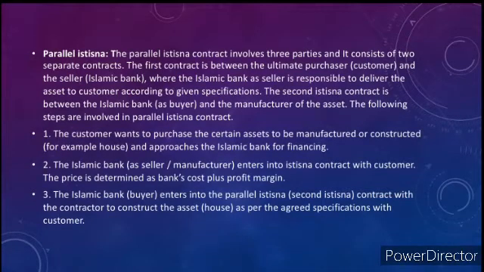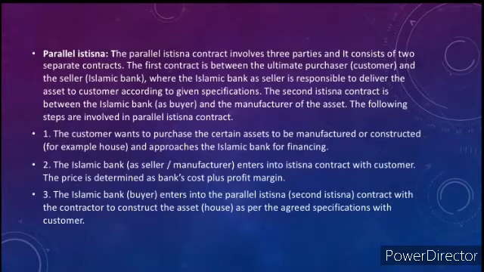And the second type of istisna is called parallel istisna. The parallel istisna contract involves three parties and consists of two separate contracts. The first contract is between the ultimate purchaser and the seller. The seller means the Islamic bank, where the Islamic bank as seller is responsible to deliver the asset to the customer according to the given specification. The second istisna contract is between this Islamic bank and the manufacturer of the asset.